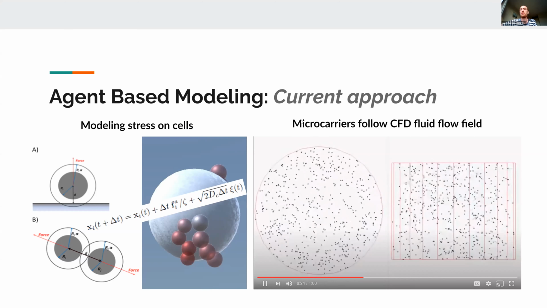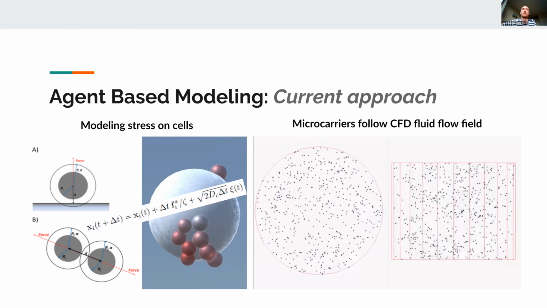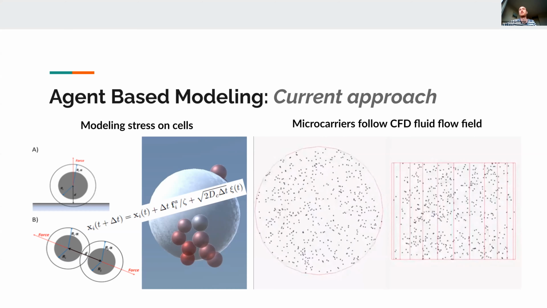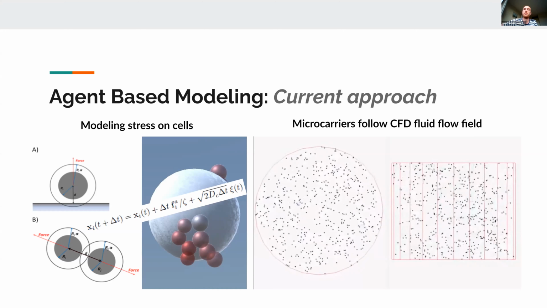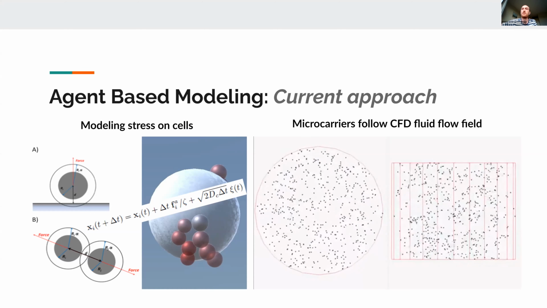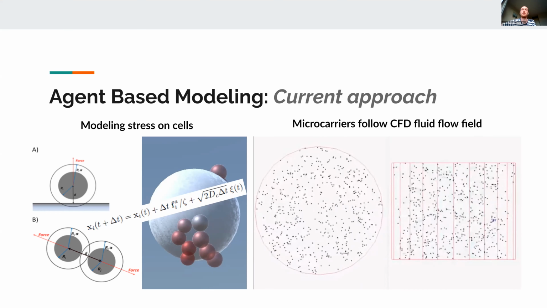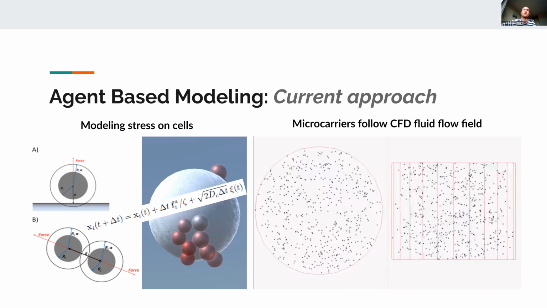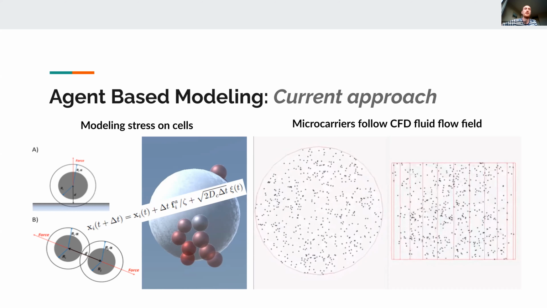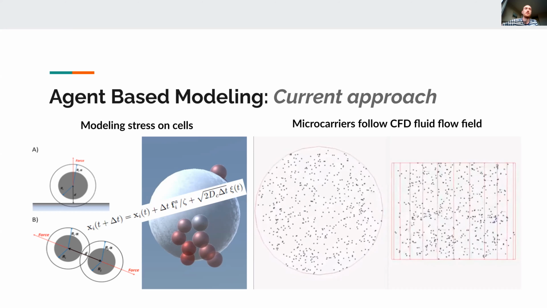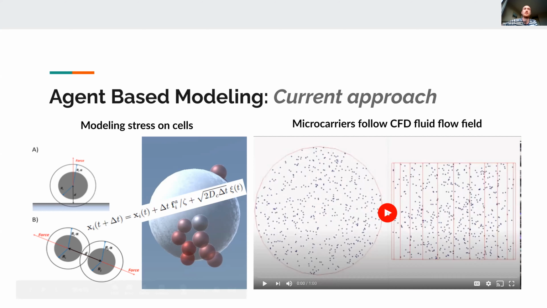For example, deformation force by each other. If they get too close, they get squished together and they repel each other. Or by the fluid flow, they experience a drag force. So we took the fluid flow field from Jaja's CFD simulation, and we put all of these little microcarriers with cells on them in this fluid flow, and let this run for some time. And you can see the result of that in the video.